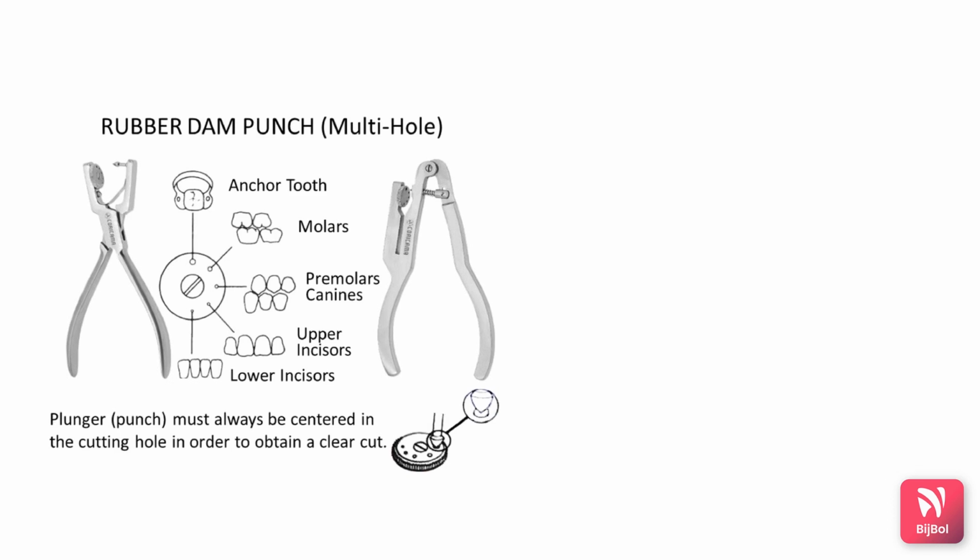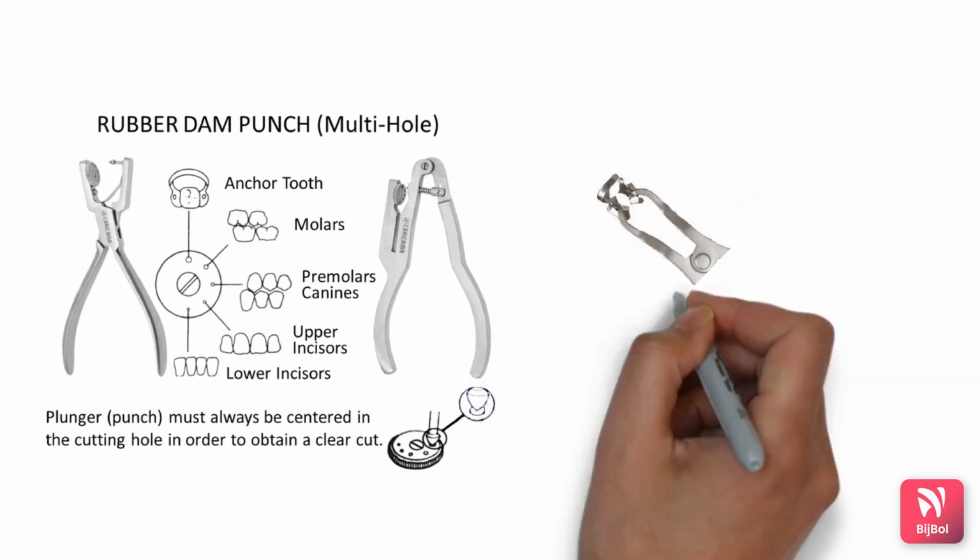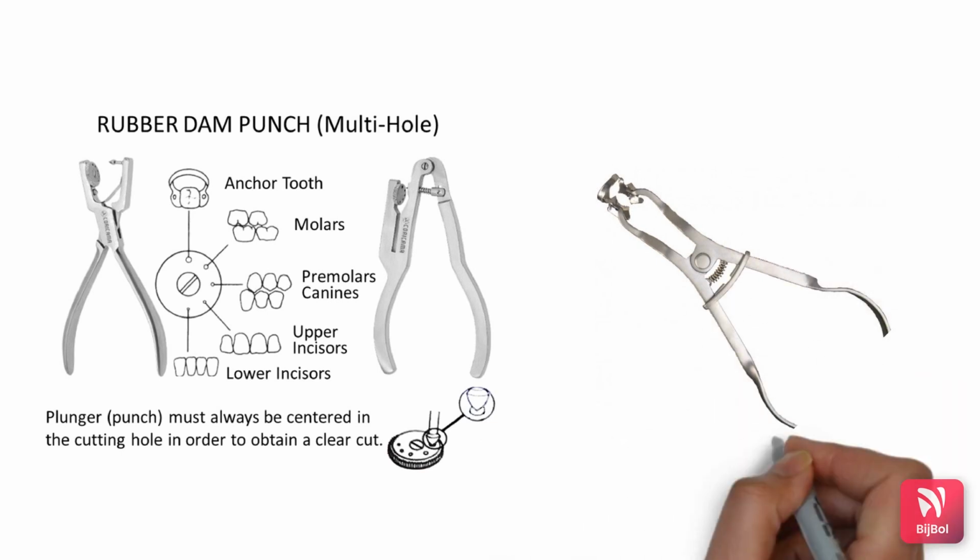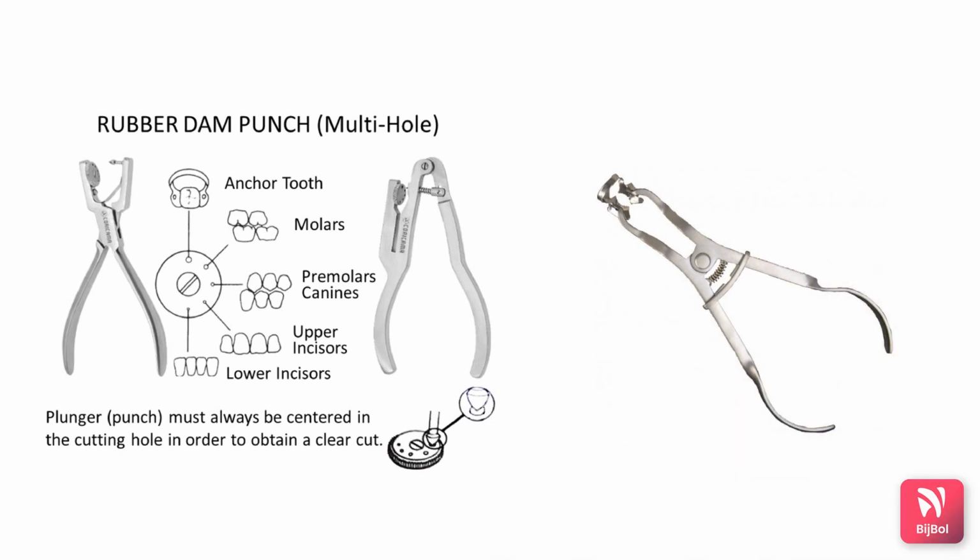There are two designs of the punches available. One is the hygienic, another is the ivory design. Now we can also see the rubber dam forceps. This is the instrument used for placing, adjusting, and removing the clamps.